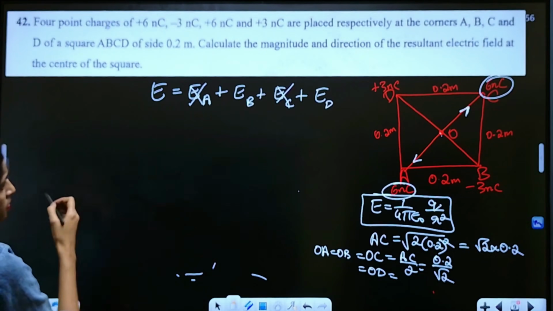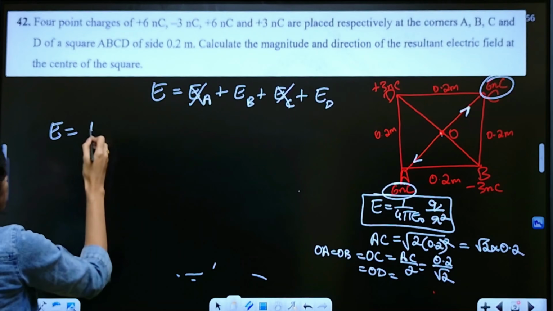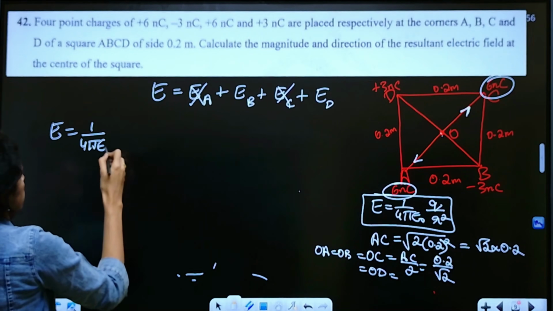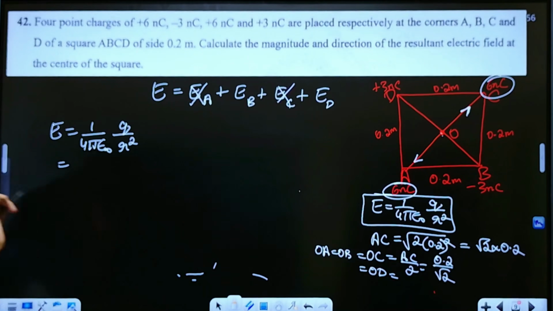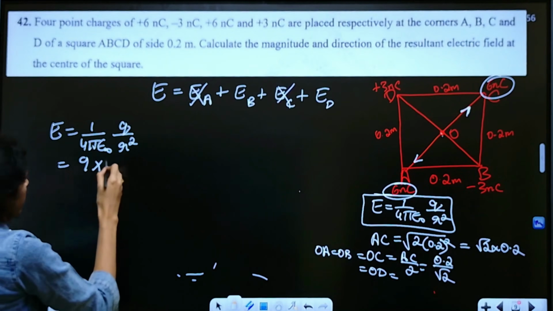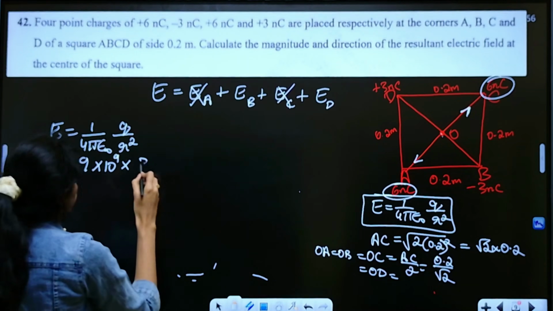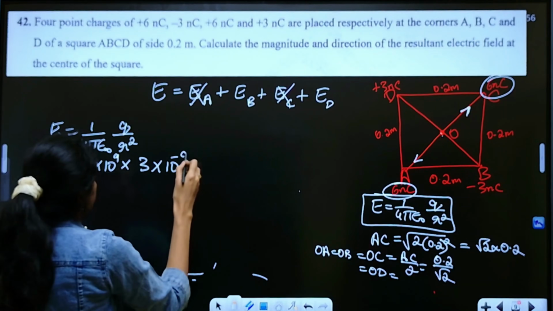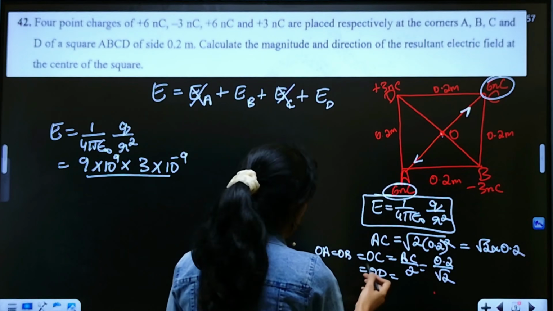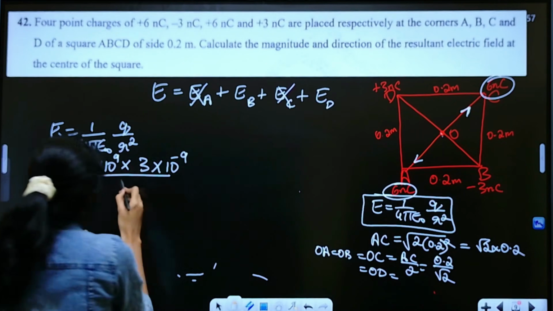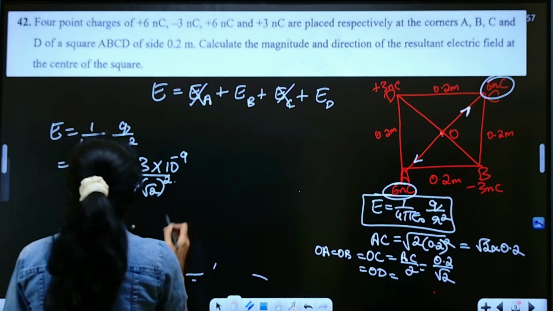So let us find E equals 1 by 4 pi epsilon naught q by r square. The value of 1 by 4 pi epsilon naught is 9 into 10 power 9, and the value of the charge is 3 nanocoulomb, so 3 into 10 power minus 9, and the distance square. The distance of OD, OA, OB, OC is 0.2 by root 2. So directly take 0.2 by root 2 the whole square. So what do you get here?